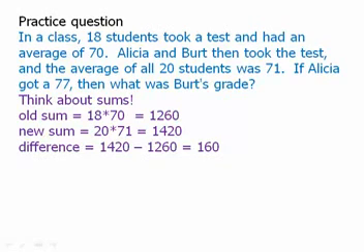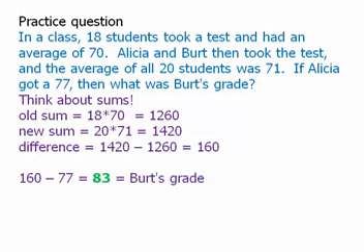Well, if we subtract Alicia's score of 77, then we get 83, and of course that has to be Bert's grade. So that's how we answer that question, purely thinking about sums.